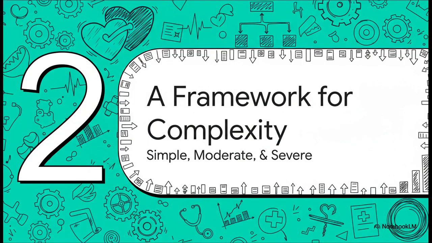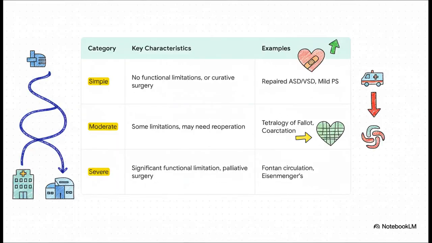Okay, so this all sounds a bit overwhelming, right? A huge range of conditions. How do you even start to think about them? Well, the key is to use this framework. Forget the complex anatomy for a second and just think in terms of simple, moderate, and severe complexity. This is your starting point. In this table right here, this is your mental model. This is how you start to stratify the risk. It immediately helps you figure out, okay, is this someone I can safely manage here, or do I need to pick up the phone to a specialist center right now?